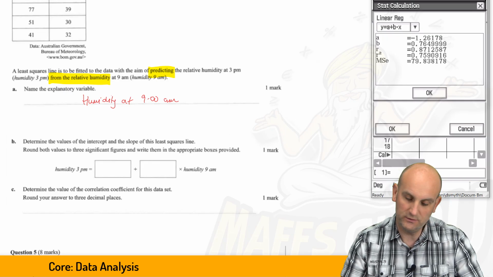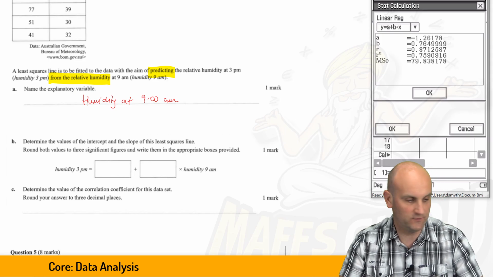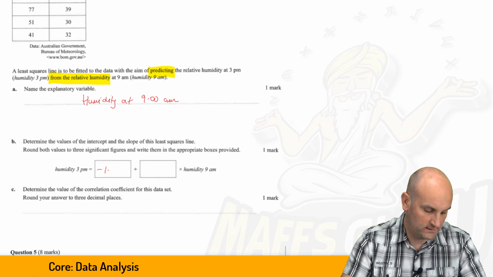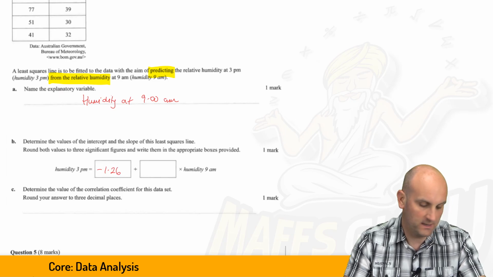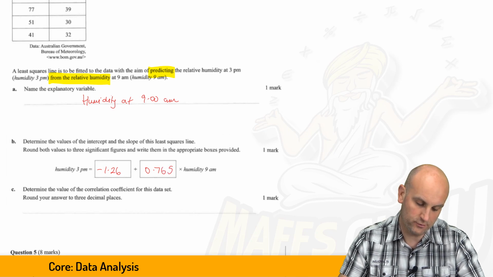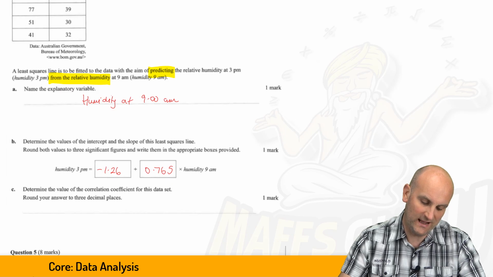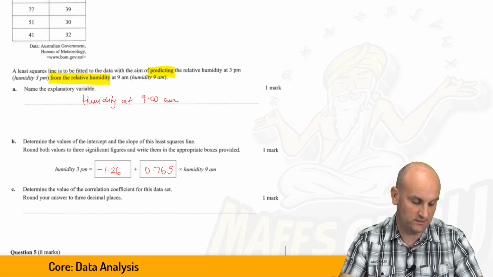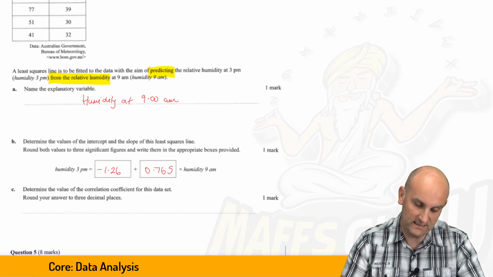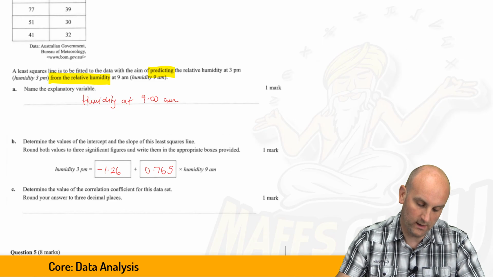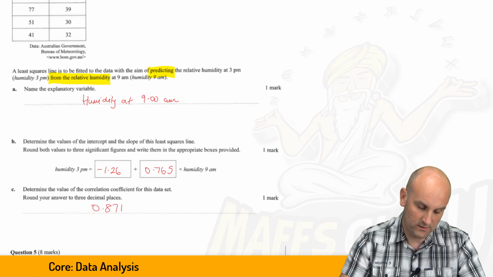of 0.76. It's important to note that the question wanted your answers rounded to 3 significant figures. So that gives me minus 1.26 for the intercept, and my gradient of 0.765. That's my 3 significant figures. It says determine the value of the correlation coefficient for this data set. I don't need to determine it, because I can just read it off my calculator. It wants my value to 3 decimal places. My r value there was 0.871.